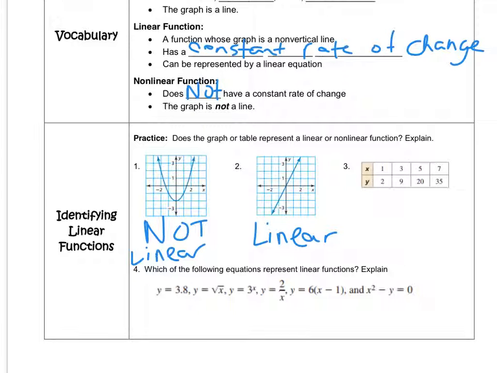And then if we look at number 3, what we're looking for is a constant rate of change. So here on the bottom, we're changing by 7, then we're changing by 11, then we're changing by 15, yet up here, every single time we're changing by 2. We have to have it constant on both the top and the bottom to be linear. So this guy is not linear.